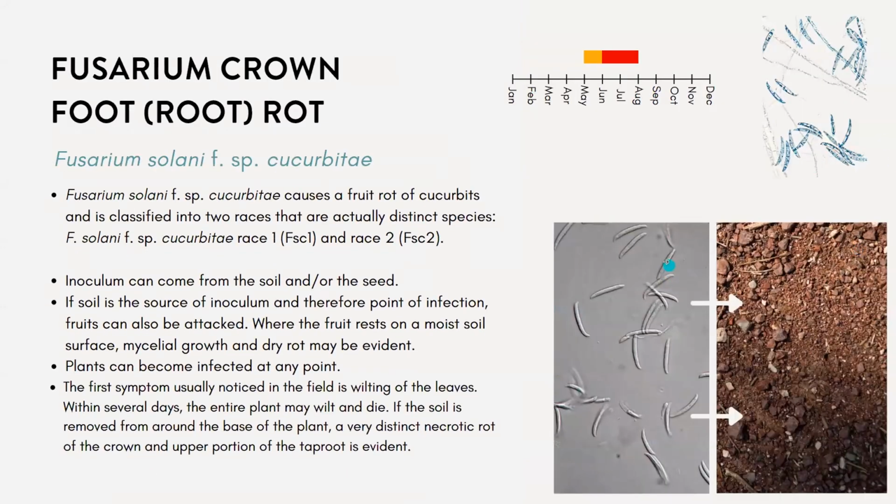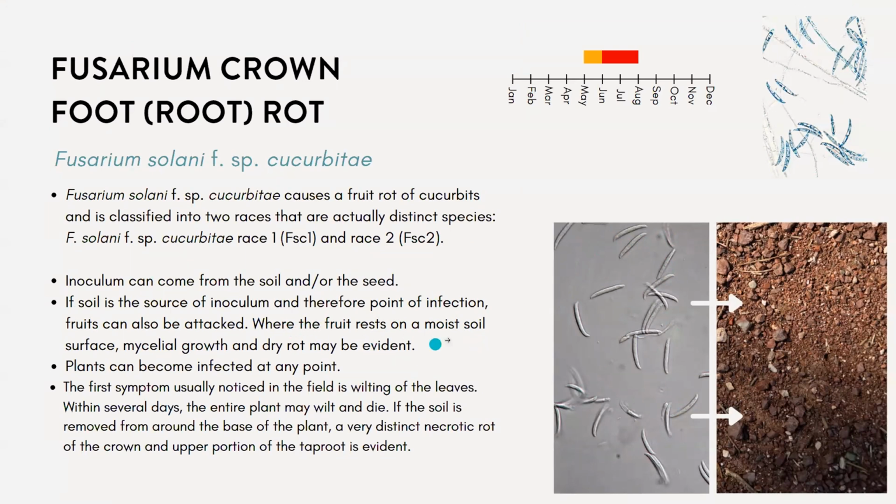The next one I want to talk about is Fusarium crown foot rot. I've also seen it called Fusarium root rot. But this is caused by a specific species or form of Fusarium solani. So this is a soil-borne pathogen. It causes fruit rot to cucurbits, and there's actually two races of it. So the inoculum is most commonly in the soil. Sometimes it can come from seed, not as common.